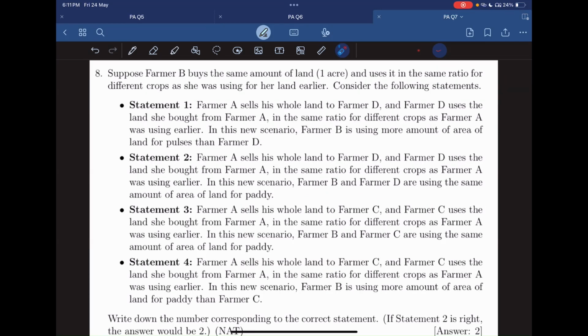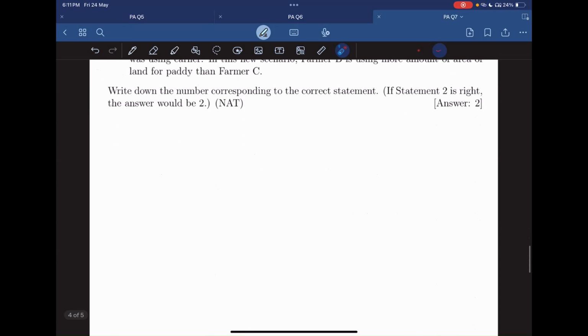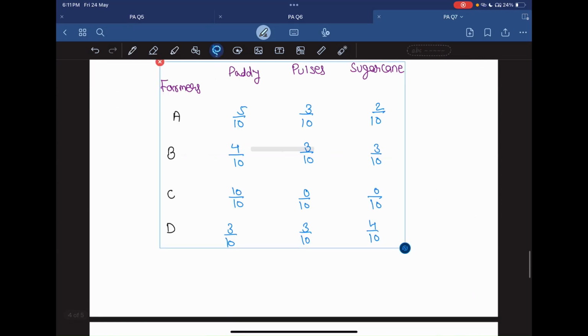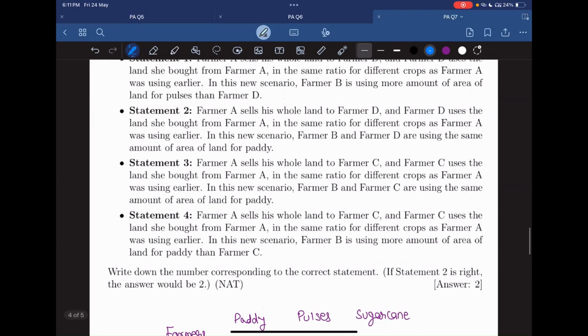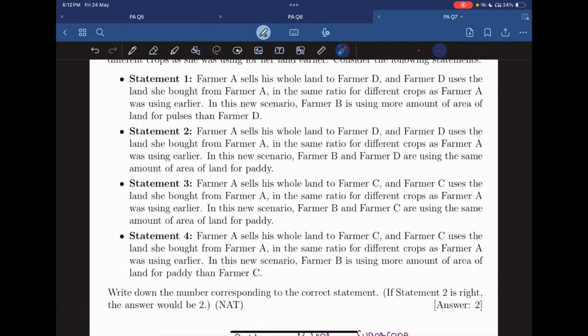Let's see question 8. Suppose farmer B buys the same amount of land, 1 acre, and uses it in the same ratio for different crops as she was using for her land earlier. So previously we have this data about the farmer. Now as farmer B buys one more acre of land and uses it in the same ratio, so these would get doubled. Now let's look at each statement one by one.